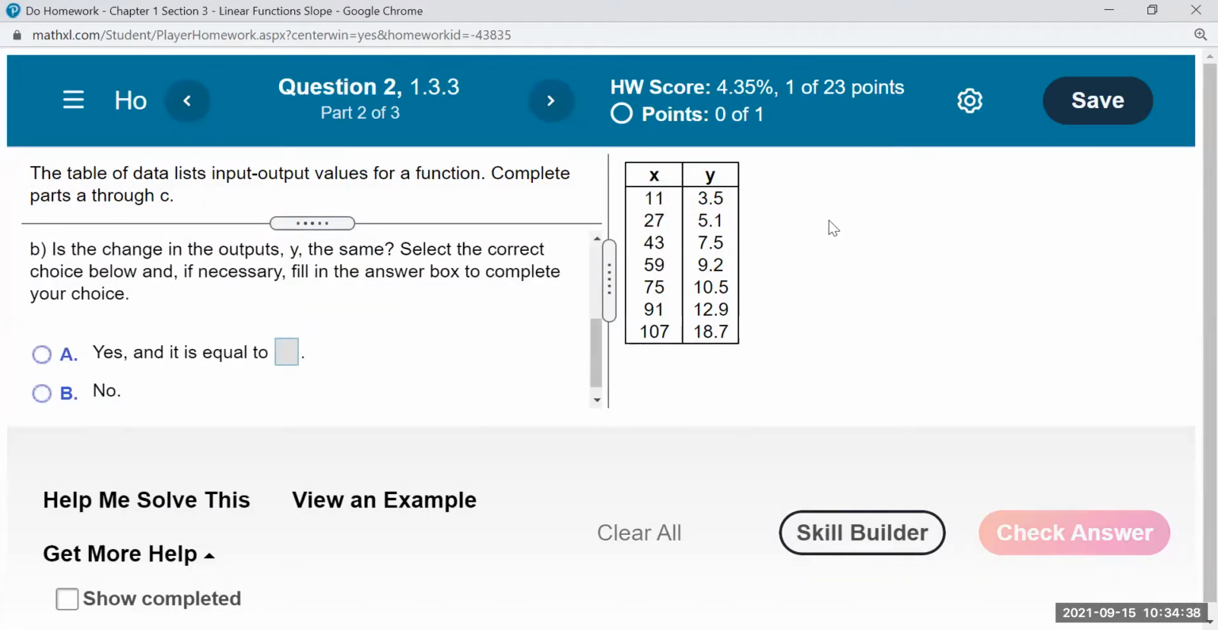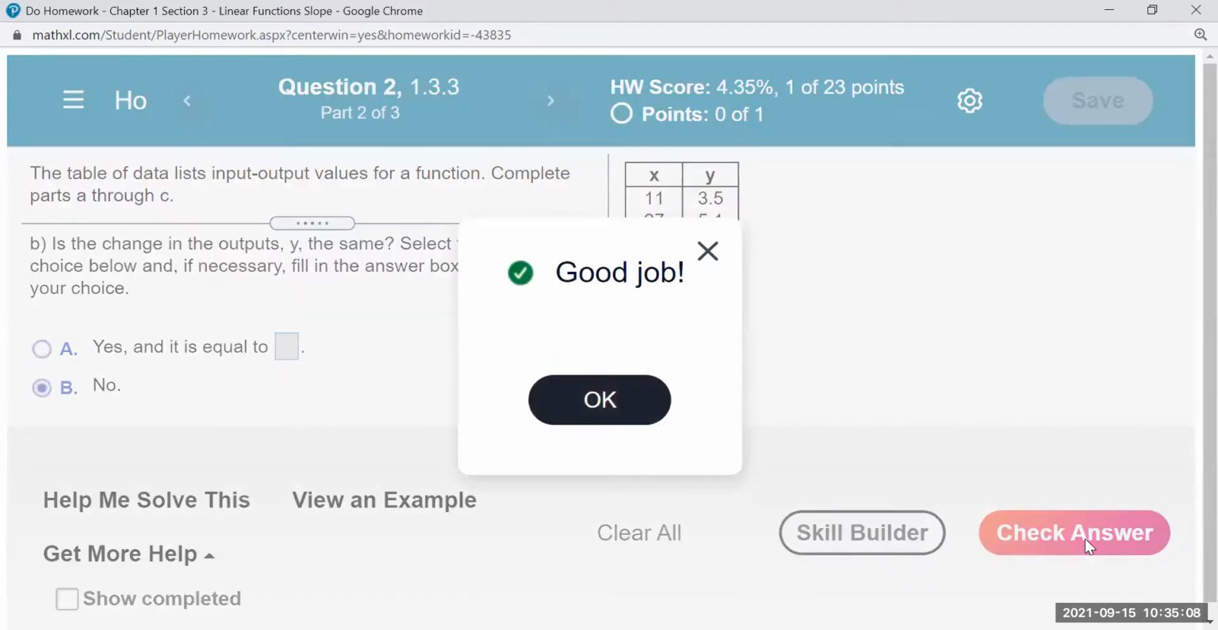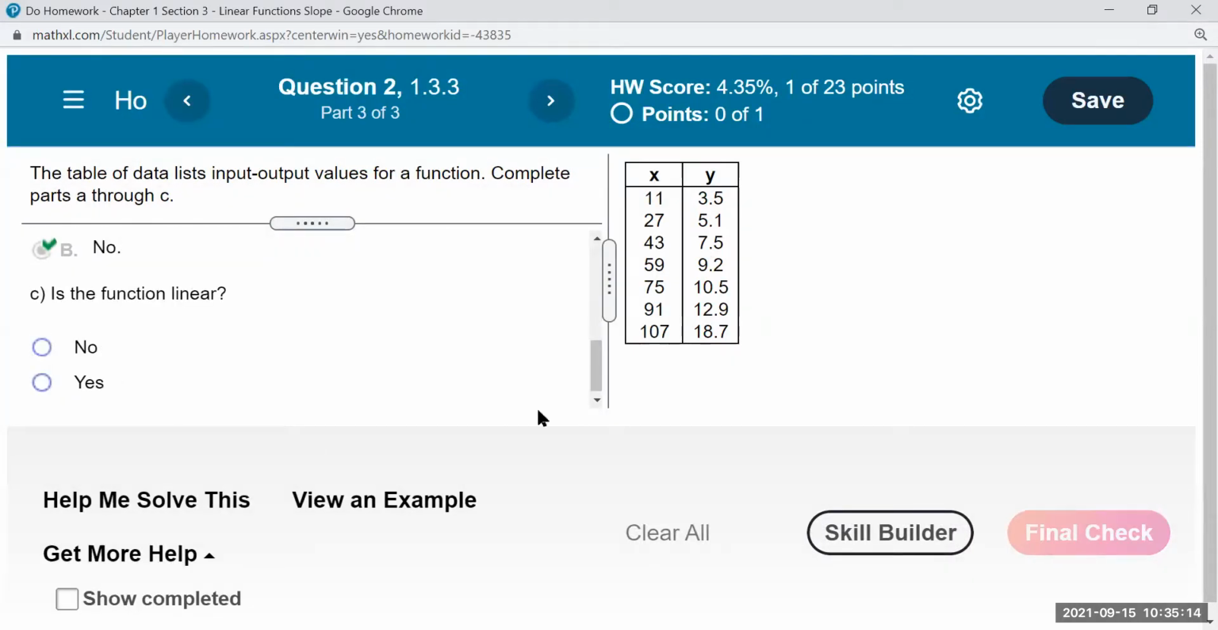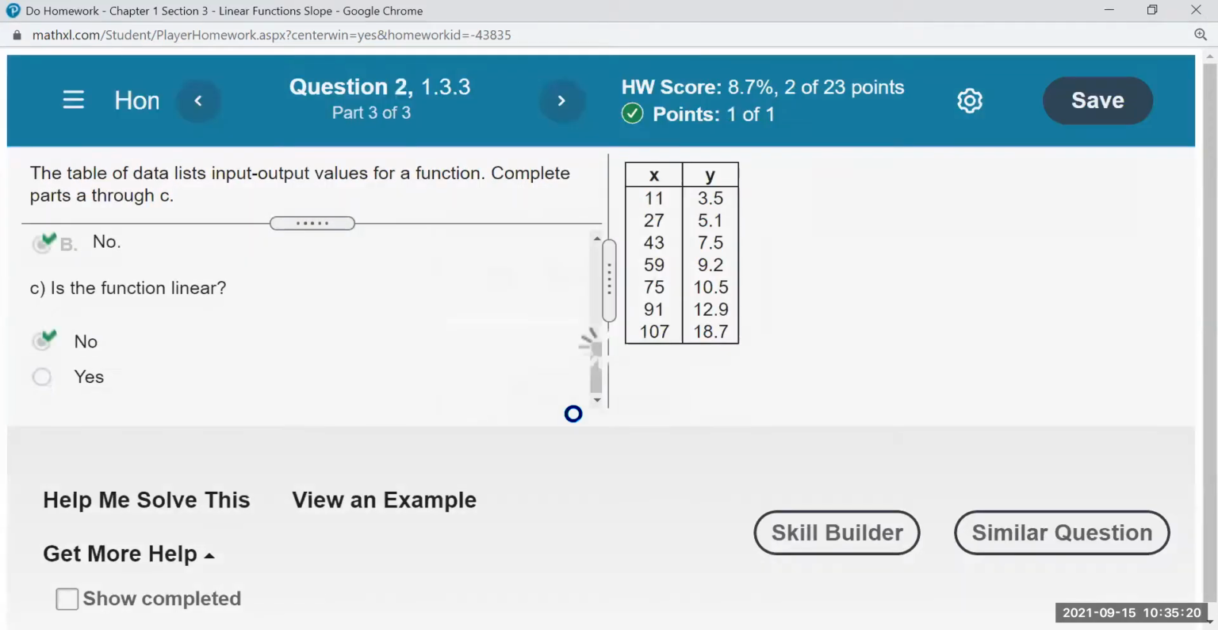Are the y differences the same? No. 5.1 minus 3.5 is what? 1.6. 7.5 minus 5.1. 2.4. Right. So they're not the same. Since they're not the same, is it a linear function? No. You have to have yeses on the other two questions before you say it's a linear equation.